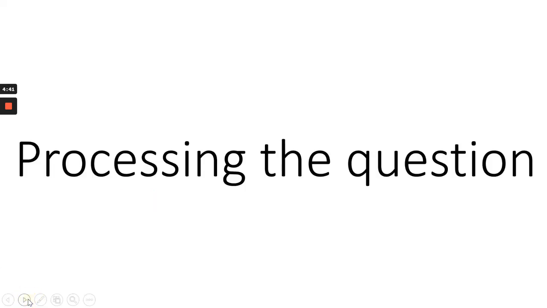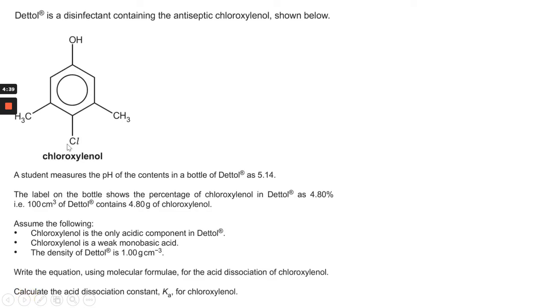So let's first of all look at processing the question. We've got this structure up here for chloroxylenol, and we know that the student measures the pH of the contents in a bottle of Dettol. So Dettol contains this substance. It gives us quite a lot of information, and it wants us to calculate the acid dissociation constant for chloroxylenol, as well as writing the equation using molecular formulae for the acid dissociation of this compound.